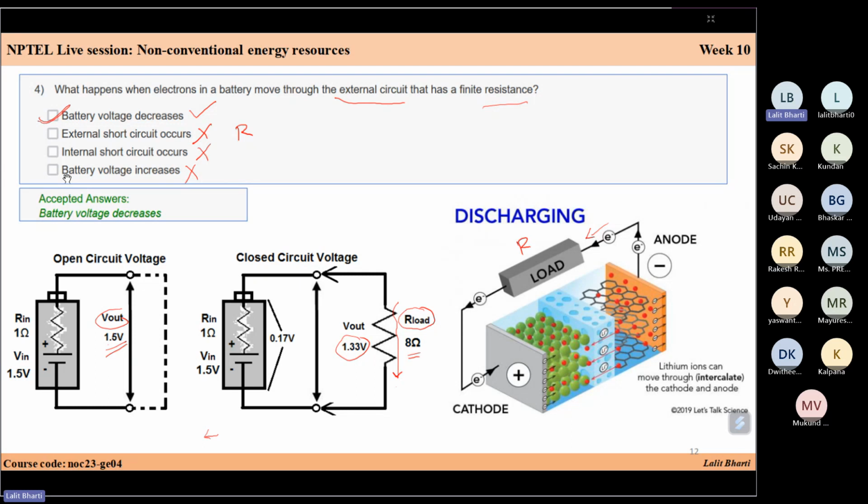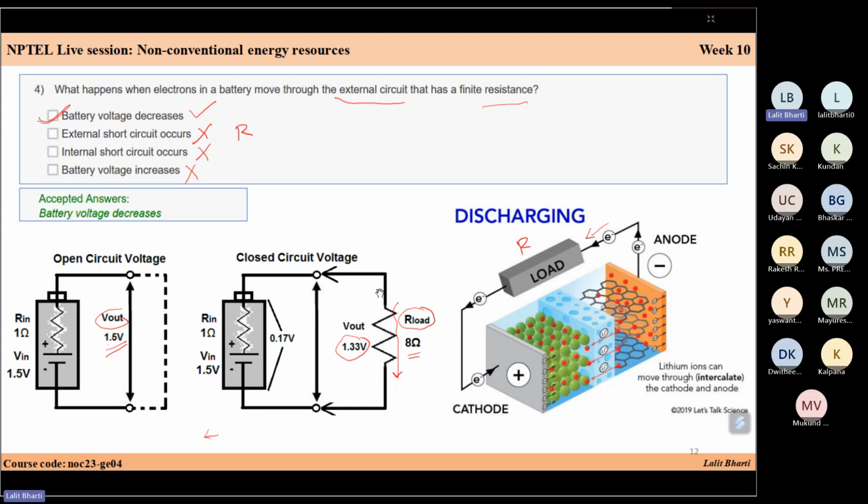This is on the same previous fourth question. What happens when the electrons in the battery move through the external circuit and it has a finite resistance? This is the standard condition when your electrons are moving through the external load. Load is basically some resistance or any equipment you use. If you don't connect your external circuit, meaning an open circuit, you get the maximum voltage. That is called the open circuit voltage, where no load is connected.